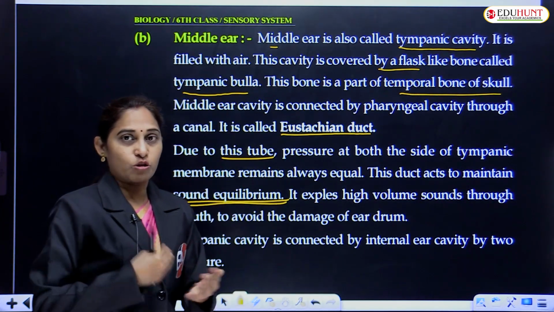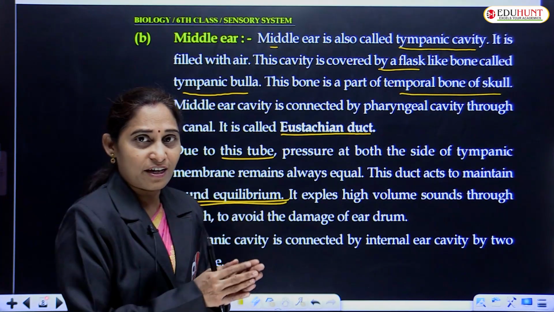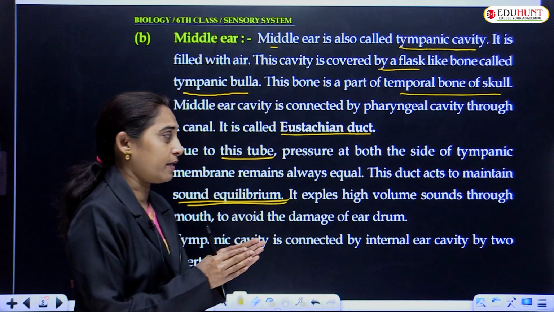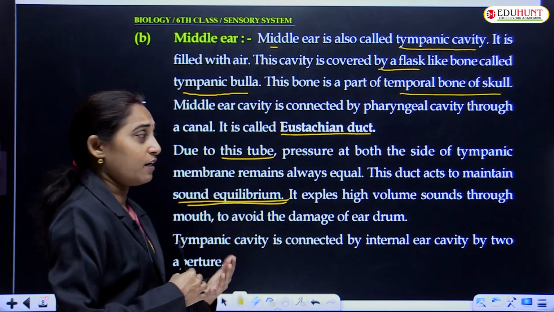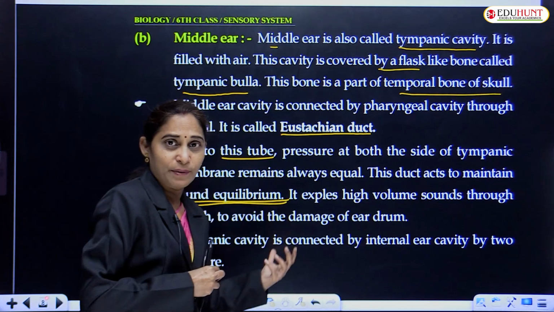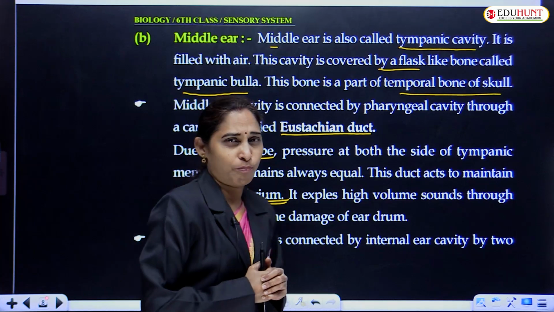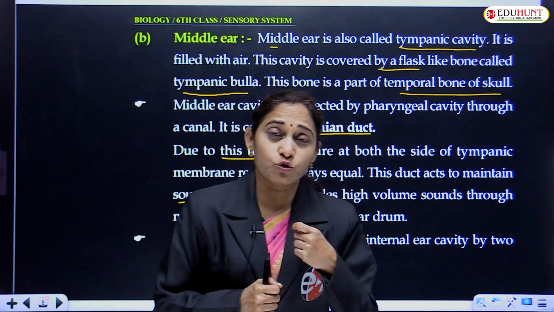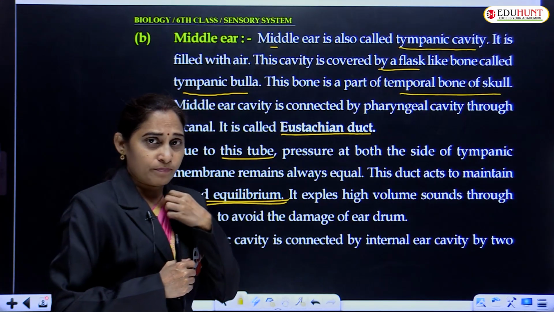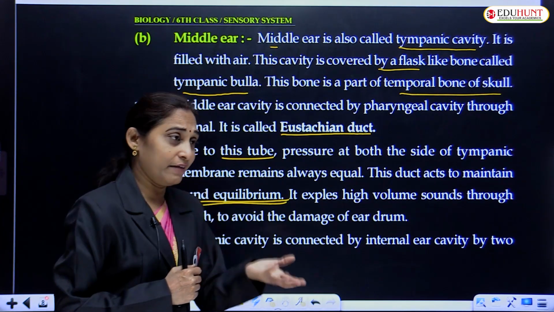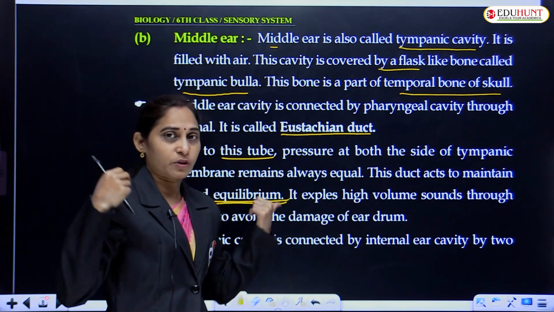Even though unequal vibrations come, separation and filtration, what we call sharing, is done by the eustachian tube. It facilitates the maintenance of the equilibrium of sound in the middle ear, and it expels high volume of sound through the mouth. Note, by relieving the excess sound, it protects the ear from damage.